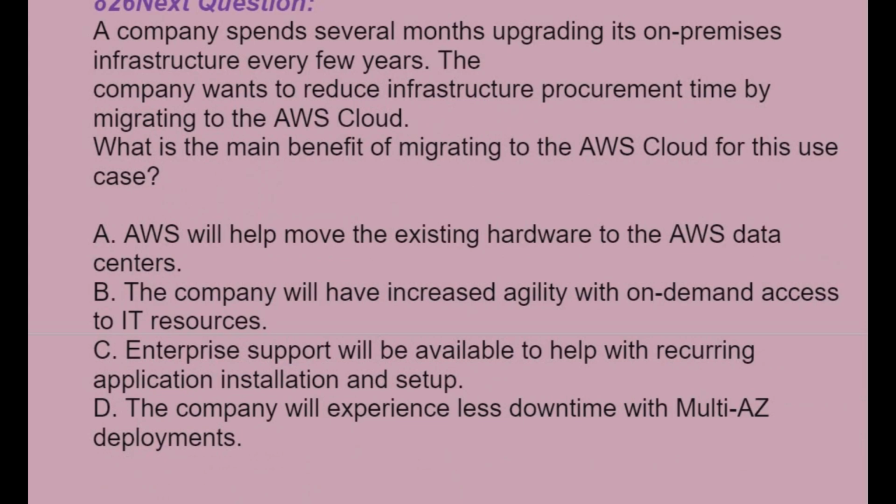Option A, AWS will help move the existing hardware to the AWS data centers. Option B, the company will have increased agility with on-demand access to IT resources. Option C, enterprise support will be available to help with recurring application installation and setup. Option D, the company will experience less downtime with multi-agent deployments. Correct answer is option C.